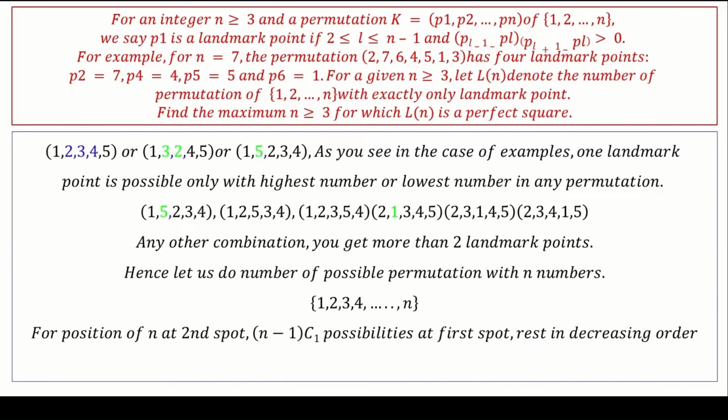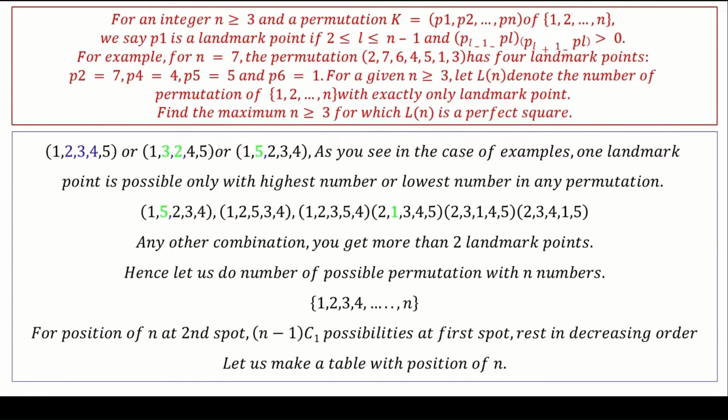If you take 1 to n, and n is in the second position, how many combinations do you have? The first number can be any number, because any other number is smaller than it. So you have n minus 1 numbers, so n minus 1 C1 possibilities for the first part. The rest will all be in increasing order, because you are taking the highest number. So there are n minus 1 C1 possibilities. You understood this point?